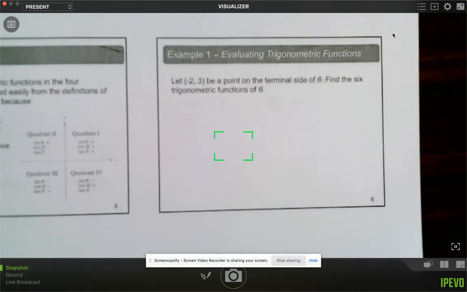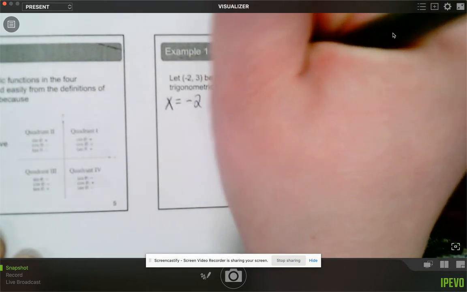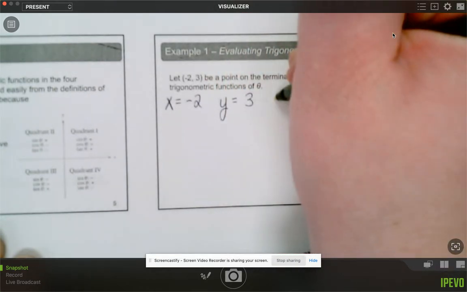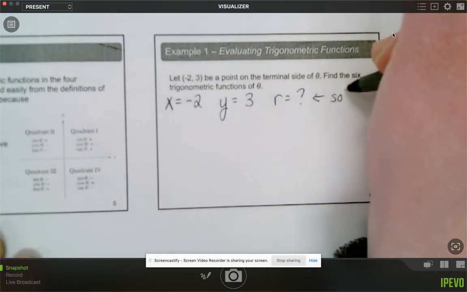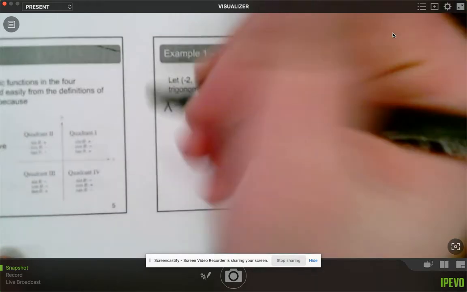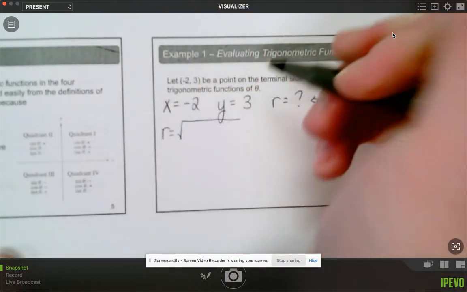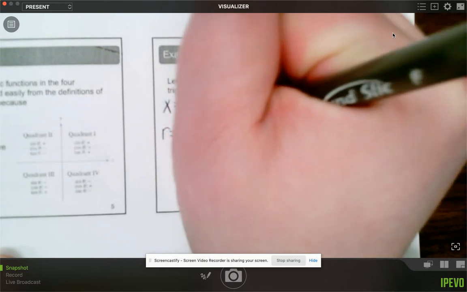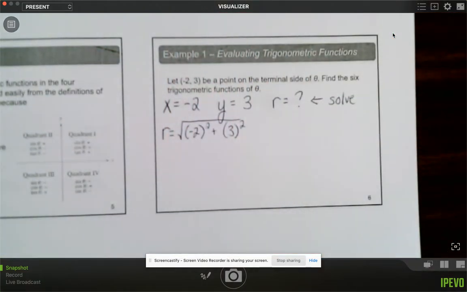Perfect. Okay. So what we need to do, we know the x value, right? x equals negative 2. We know the y value, that's 3, but we don't know the r value. We need to solve for it. So the first thing we need to do is solve for r. Well, if you go back to slide 4, it says that r equals the square root of x squared plus y squared.